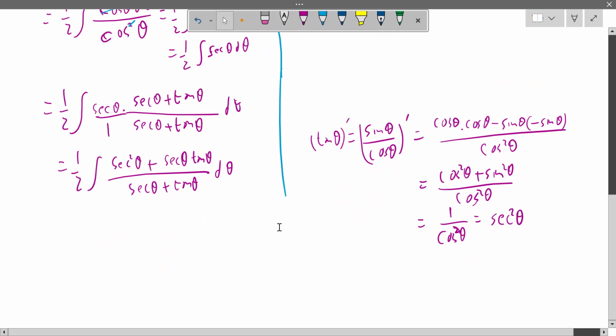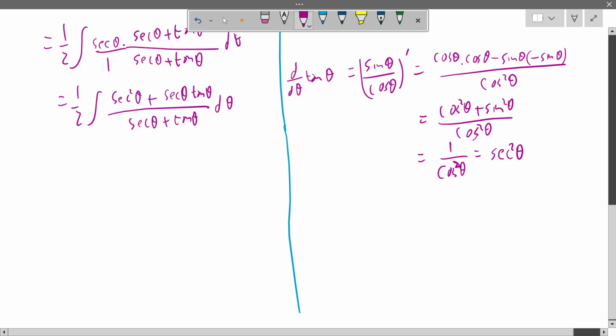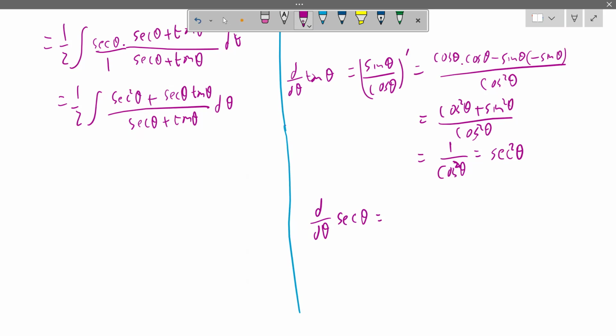All right. So that means we know that the derivative of tangent of theta is secant squared theta. What about the derivative of secant of theta? Let's refresh our mind here. To differentiate this, we can restate secant of theta as 1 over cosine of theta.